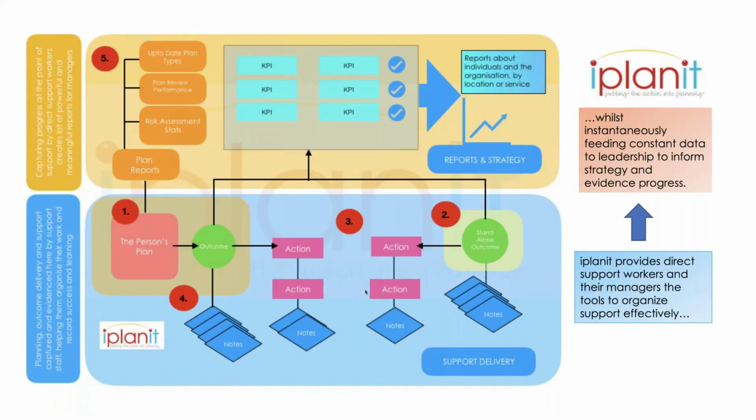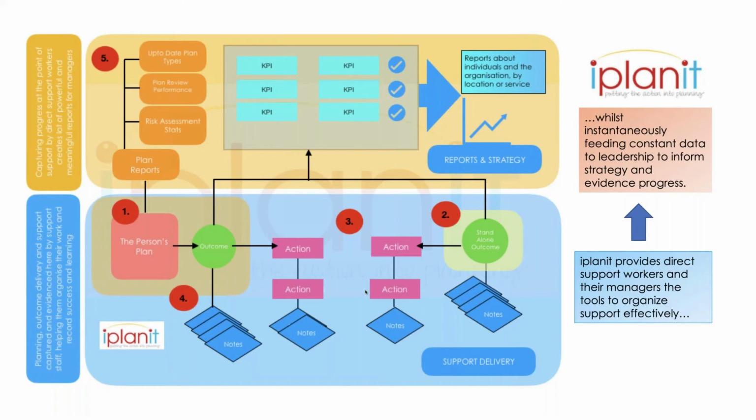So this is quite colourful and looks a little bit complicated, but although it's very busy, it's really, really simple. This blue box at the bottom is the operations of the staff. This is the direct support workers and their managers. These are the tools they can use to organise their support.